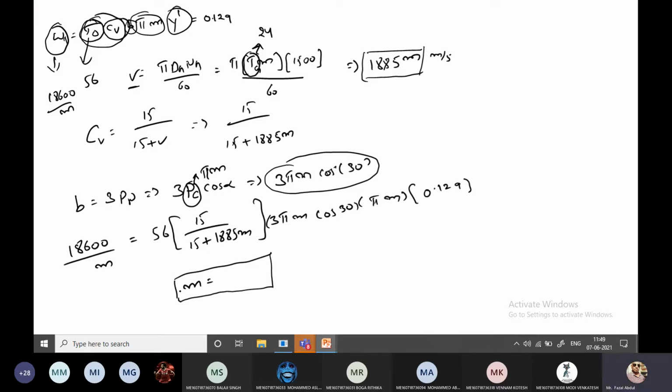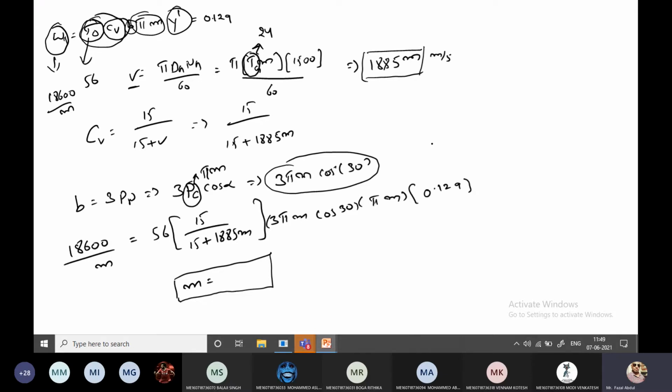Do it fast. Module value how much? Don't take too much time. Do it fast, Babu. How much module value? Everything is written on the screen. I think there is no confusion. Simply simplify the equation and get the answer.